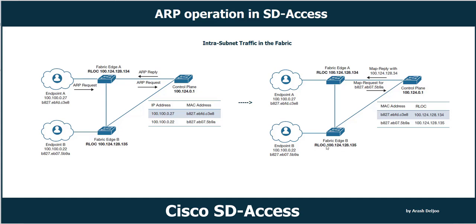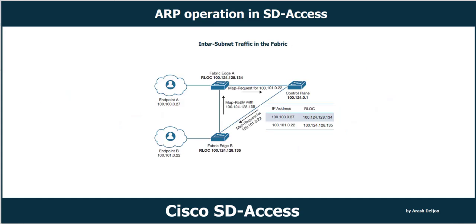The RLOC is the IP address of fabric edge B, 100.128.120, actually 48.120.35. And it means that fabric edge A now has this information: the MAC address of endpoint B, and also the RLOC through which we can reach that MAC address. The important note here is that all subsequent traffic between endpoint A and endpoint B is sent in the same fashion, encapsulated in VXLAN and sent directly between fabric edge A's and fabric edge B's VTEP or RLOC addresses.